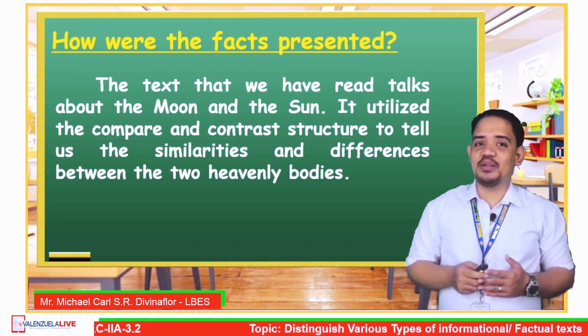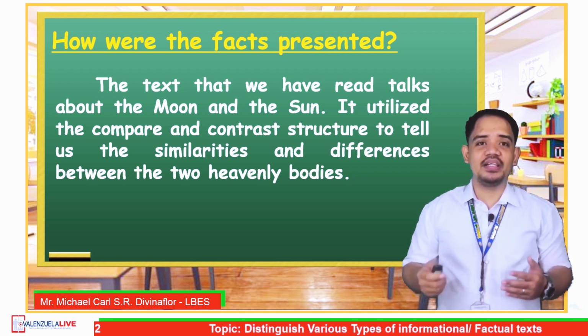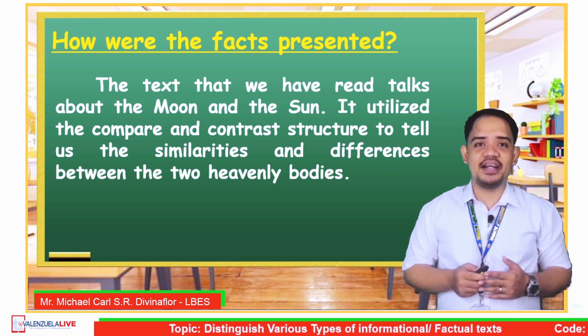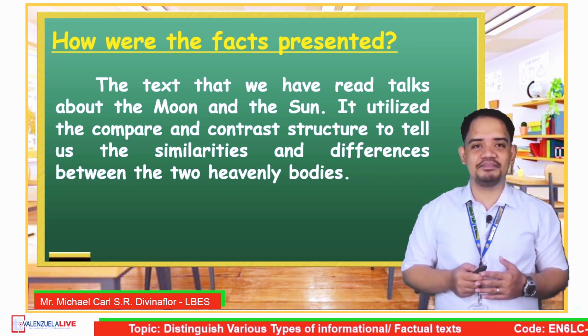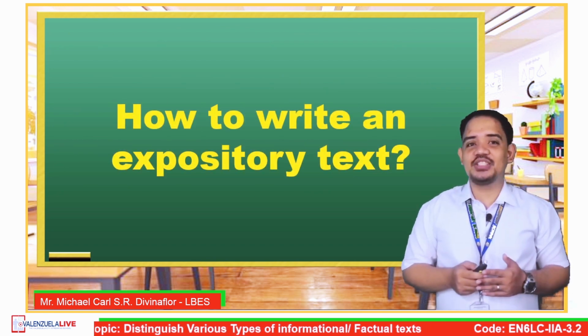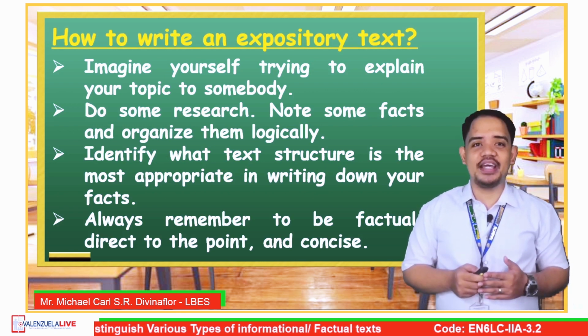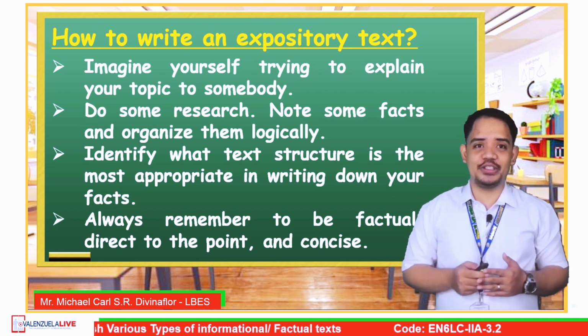The text type that we have read talks about the moon and the sun. It utilized the compare and contrast structure to tell us the similarities and differences between the two heavenly bodies. Now, how to write. If you are asked to write an expository type of text, imagine yourself trying to explain your topic to somebody. Do some research.